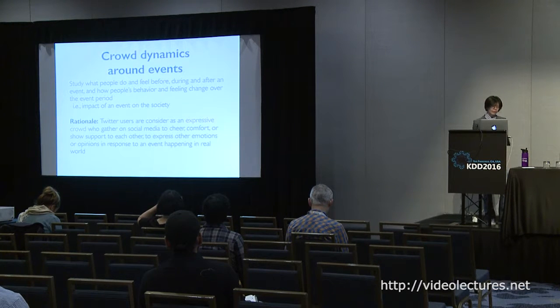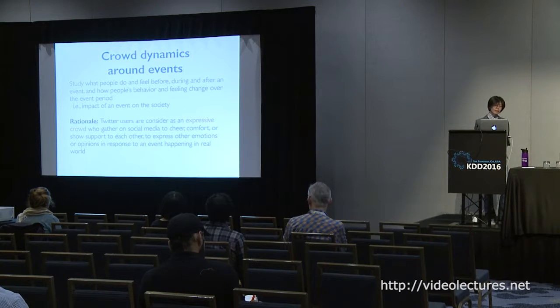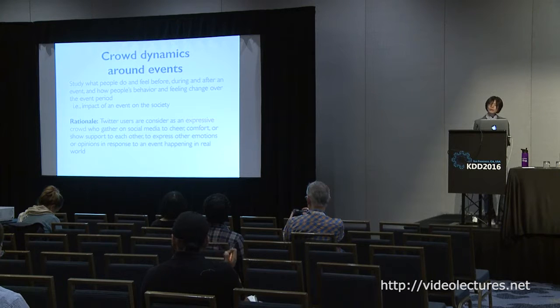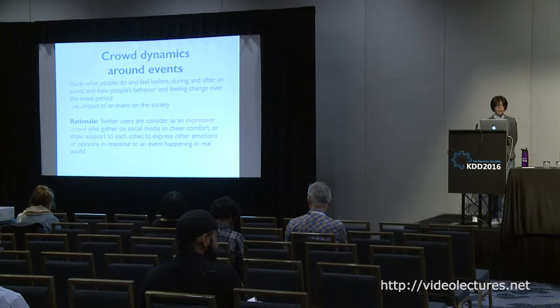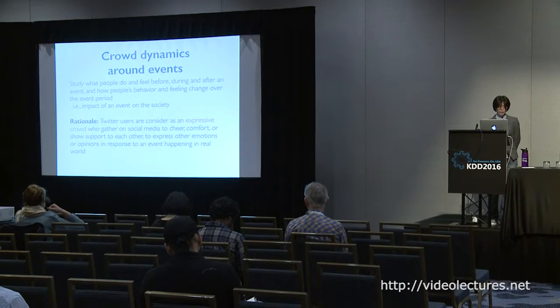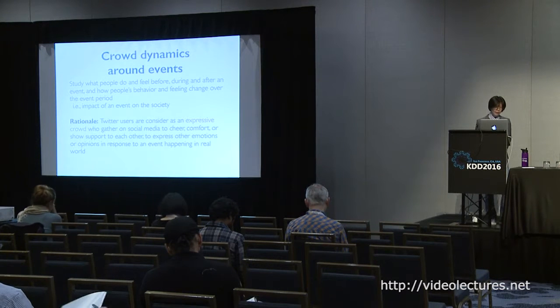The rationale is that they consider Twitter users as an expressive crowd, and they gather together on social media to express their emotions and opinions in response to the event. They cheer, comfort, or show support to each other in response to an event happening in the real world. The events could be disaster events or other major events in society.